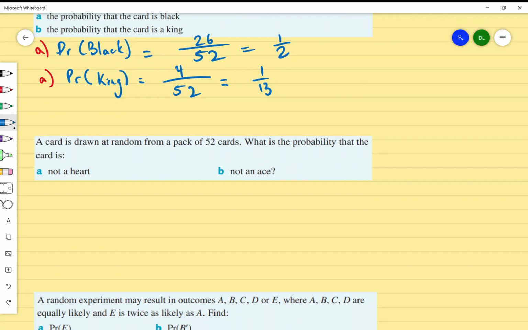Next example. A card is drawn at random from a pack of 52 cards. What is the probability that the card is not a heart? So like I mentioned earlier, with not, we use the dash to symbolize it being a complementary event.